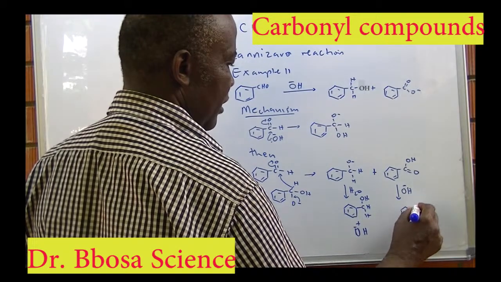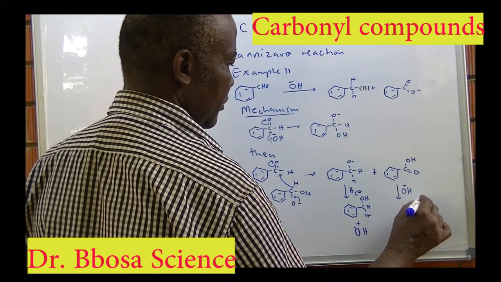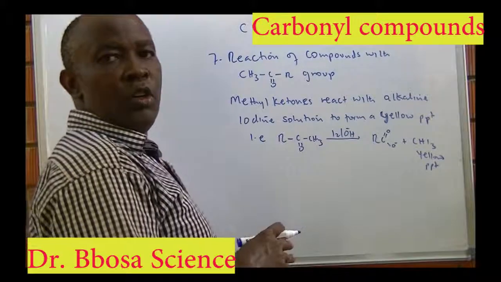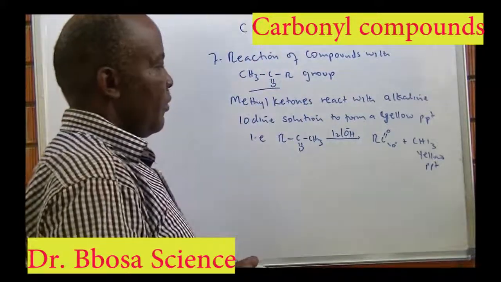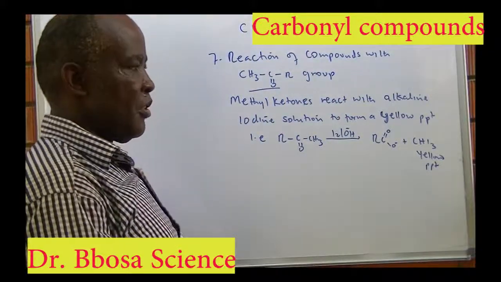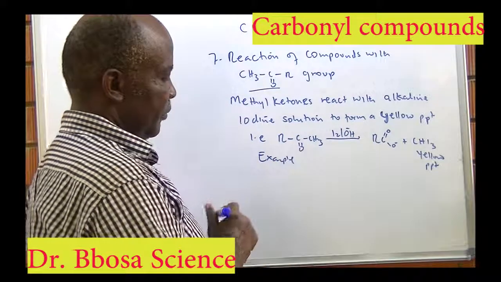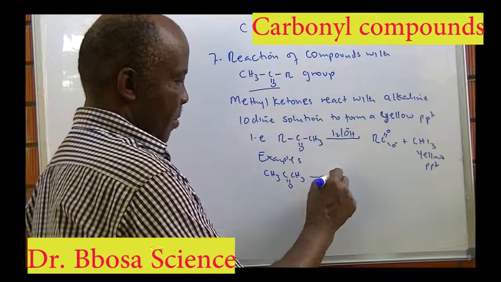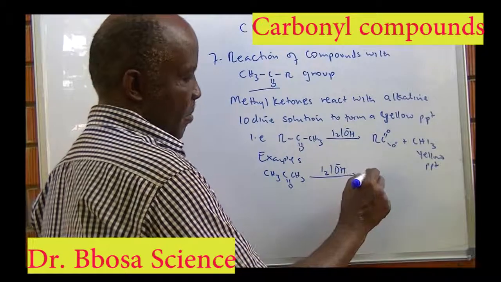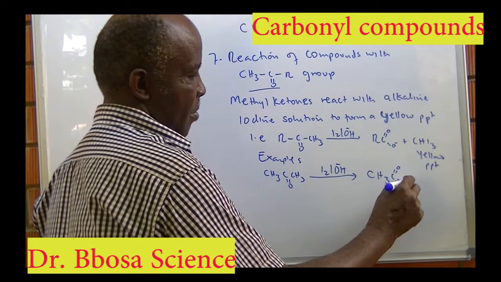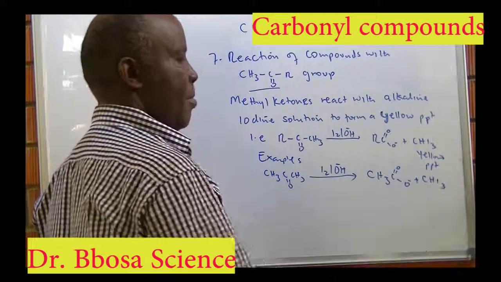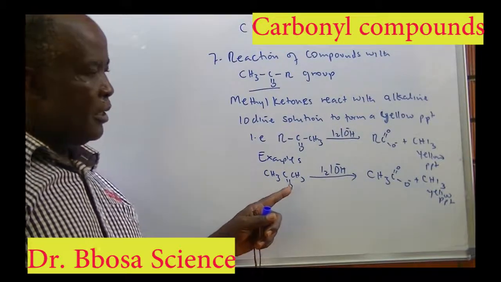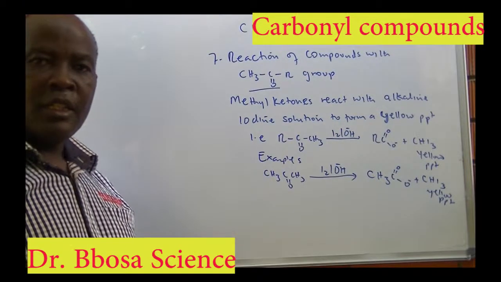An acid reacts with an alkali to form a salt plus water. The iodoform reaction of a compound with this group: methyl ketones react with alkaline iodine solution to form a yellow precipitate. Examples. The reaction is used to distinguish compounds with this group from compounds without this group.